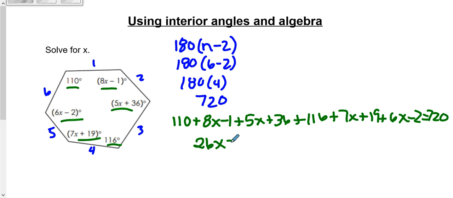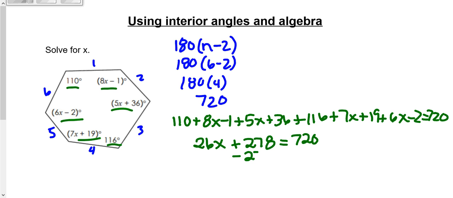Oops. 110. Let me erase this real quick. That was a little accident. Okay, so we got 110 minus 1 plus 36 plus 116 plus 19 subtract 2 is 278. You can use a calculator to double check those figures. Equals 720. Now it becomes a two-step equation.